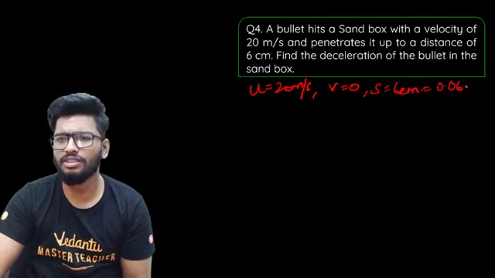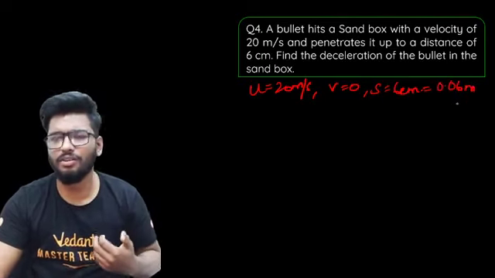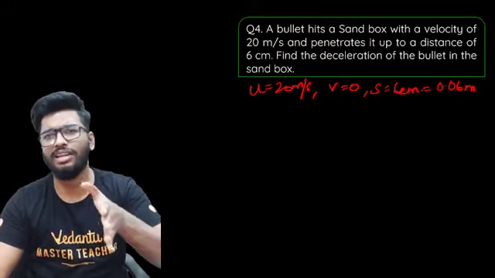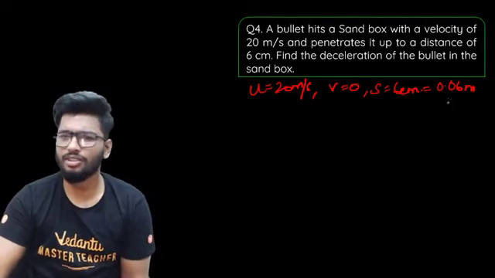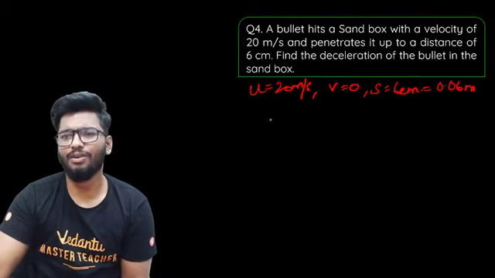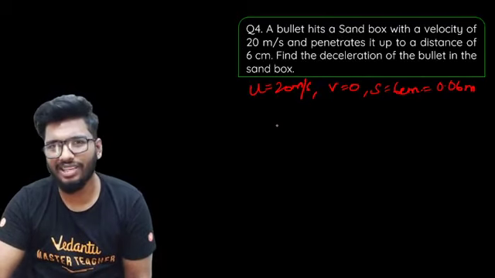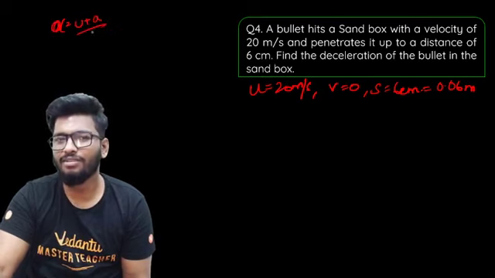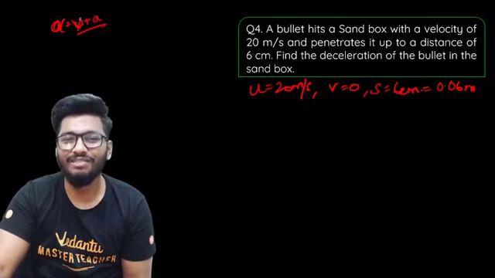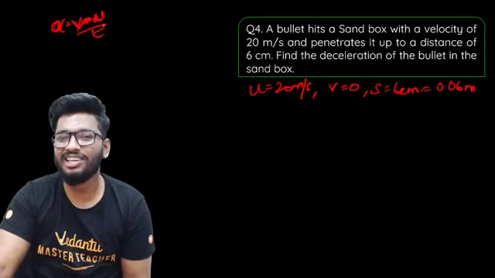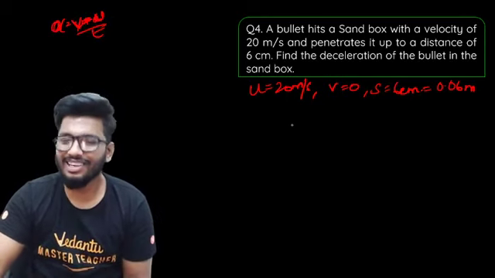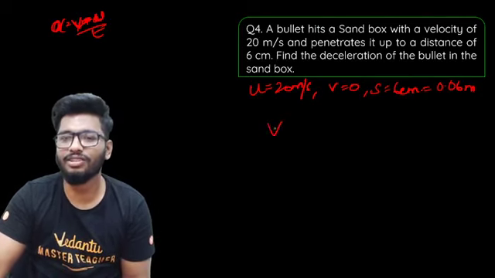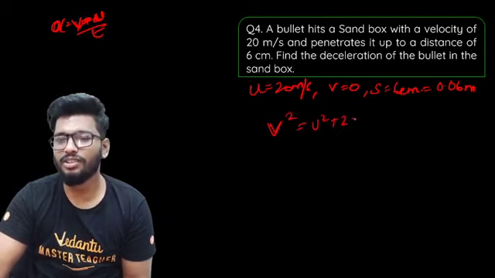So that will be 6 divided by 100, because 1 centimeter is equal to 1 by 100 meters, or 1 meter is equal to 100 centimeters. So you'll get 0.06 meters. Now find out the deceleration. Because there is no time given, you cannot use the formula a is equal to v minus u by t. So let's use the equation of motion, s is equal to, no, you can't use that also. So we'll use the third equation of motion, v square is equal to u square plus 2as.